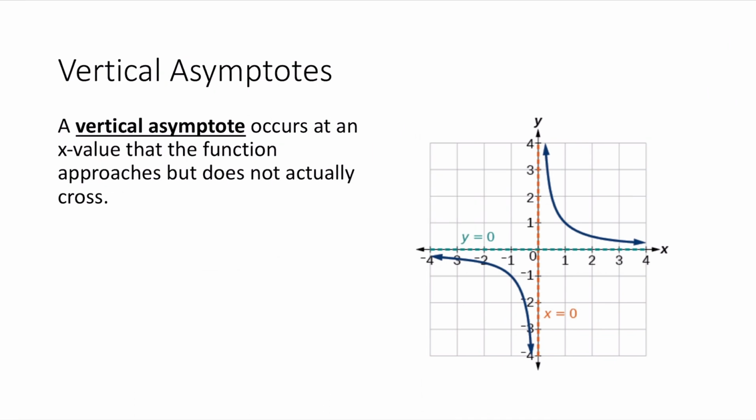So now let's talk about the asymptotes of the function. The asymptotes are not already on the function, they're lines that we draw in ourselves. A vertical asymptote will occur at an x value that the function approaches but does not actually cross. So for example, this function pictured here has a vertical asymptote at x equals 0. It gets really, really close to x equals 0 but doesn't actually cross it.